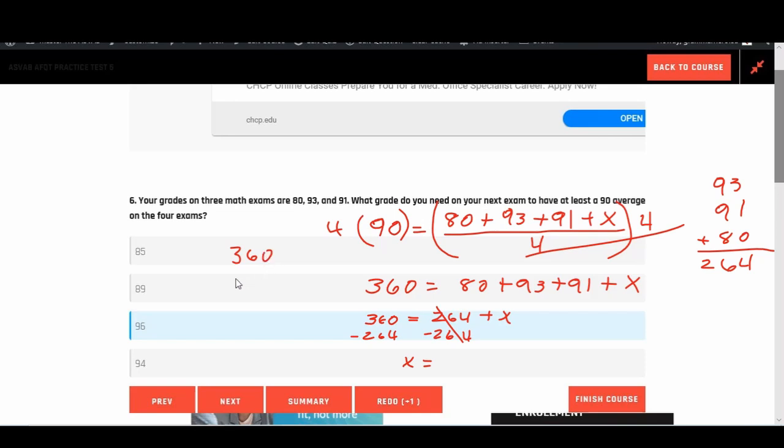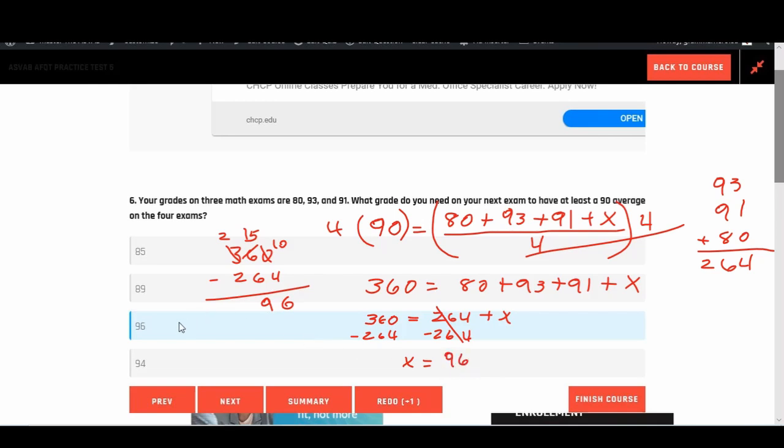Let's go ahead and work that out. 360 minus 264. 0 minus 4 we can't do. We have to borrow. This becomes 5. This becomes 10. 10 minus 4 is 6. 5 minus 6 I can't do. I have to borrow. This becomes 2. This becomes 15. 15 minus 6 is 9. And 2 minus 2 is 0.